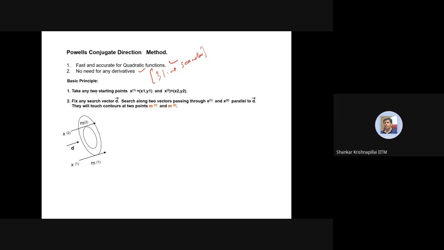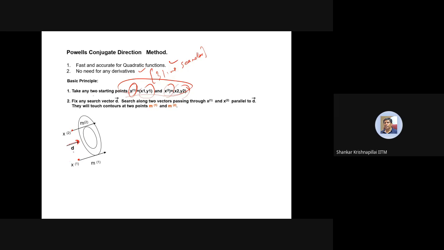So in this method, the user has to specify two starting points, x1 and x2. Any two starting points. Here, x raised to 1 actually means x1, y1. x raised to 2 means actually x2, y2. Then after that, the user has to specify a search direction D.